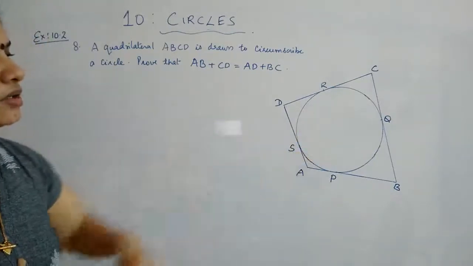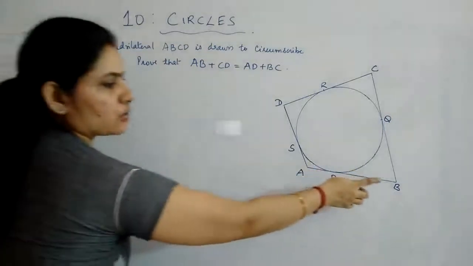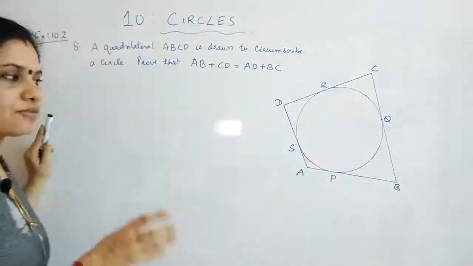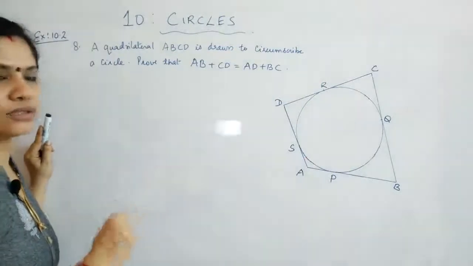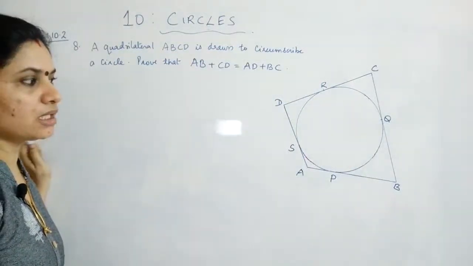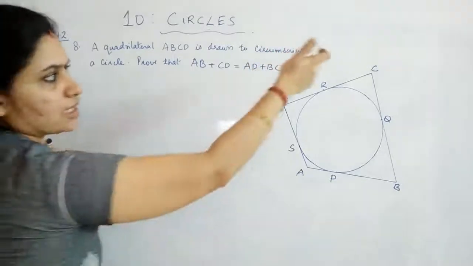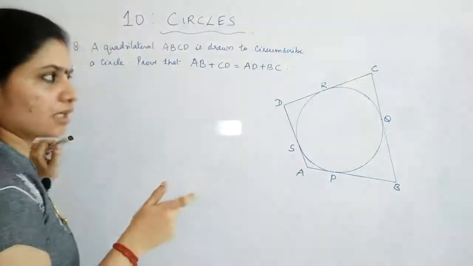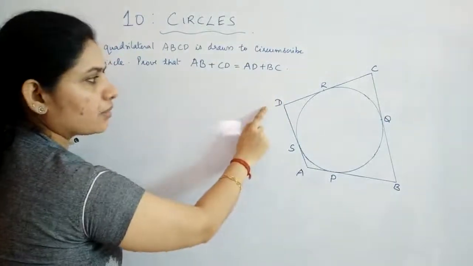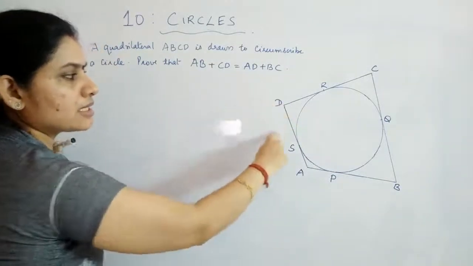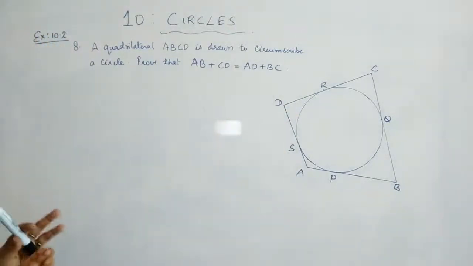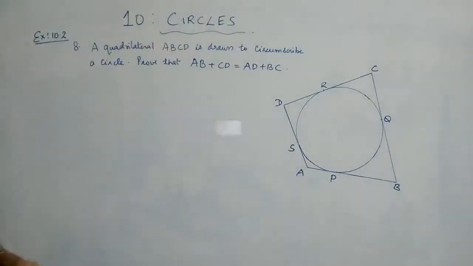Similarly, for the other points also, if we see B is an outside point and BP and BQ both are tangents from the same point, so the length of the tangent will be equal. That means BP equal to BQ. Again, from the point C, you will have CR and CQ to be tangents. They are equal in length. Again, D is an outside point to the circle, you have DR and DS as tangents, so that DR is equal to DS. And from all these concepts, we will get what we need to prove.